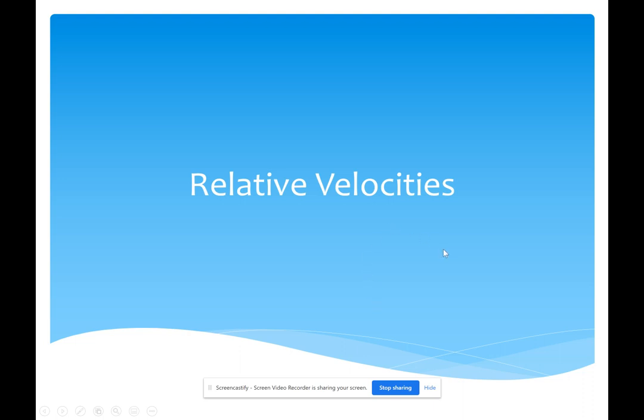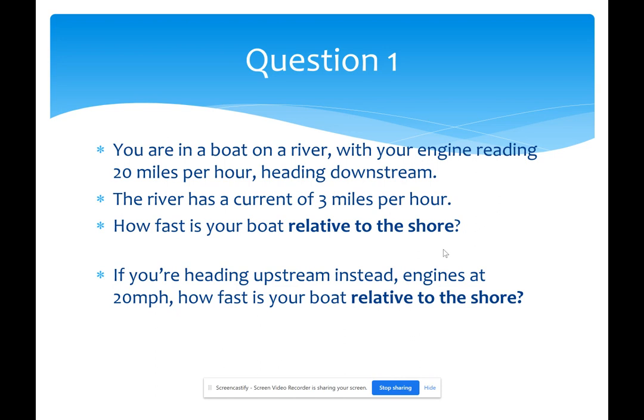Hey guys, we're going to talk today about relative velocities, or situations in which you would have to add velocities as a vector. So for example, you're in a boat on a river and your engine is reading 20 miles per hour heading downstream. The river has a current of 3 miles per hour. How fast is your boat relative to the shore?